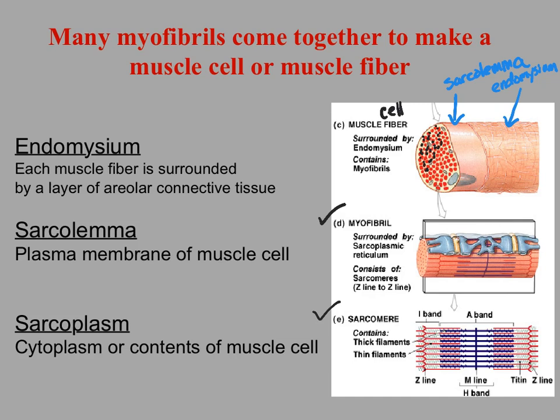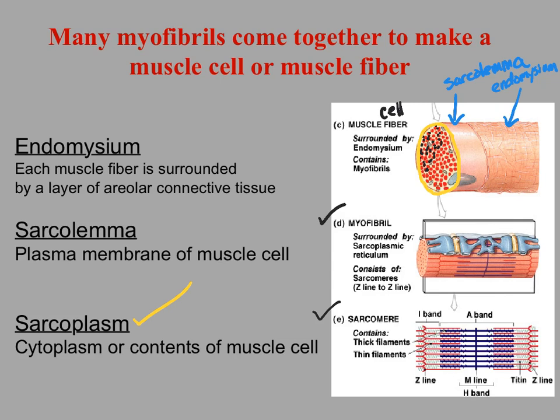Another term that we should be familiar with is all of the contents inside of a muscle cell. That includes nuclei, mitochondria, myofibrils, the cytosol. All of that is referred to as the sarcoplasm. You've probably heard the term cytoplasm before. Cytoplasm would be just a generic term for all the contents inside of a cell. Sarcoplasm refers to all of the contents inside of a muscle cell.